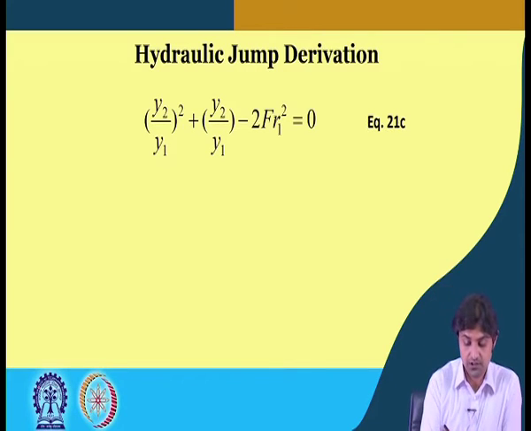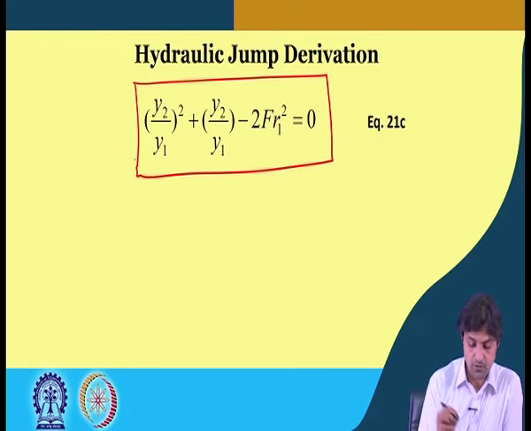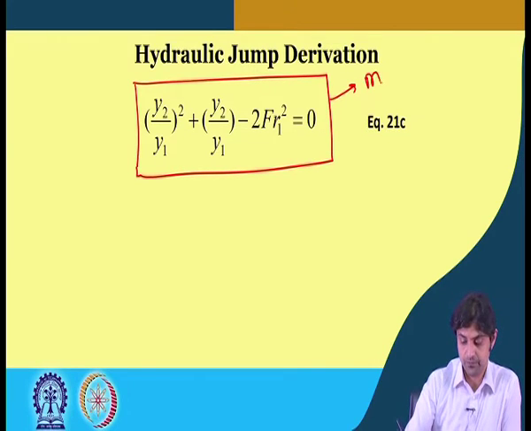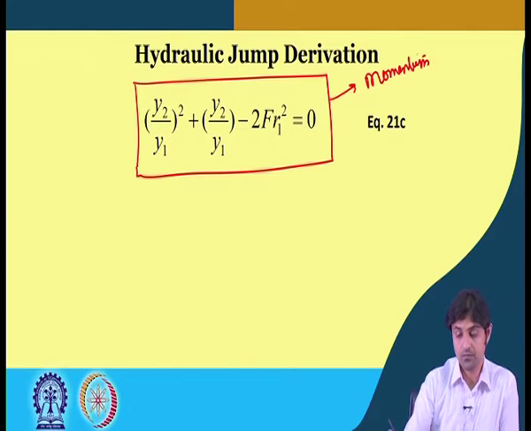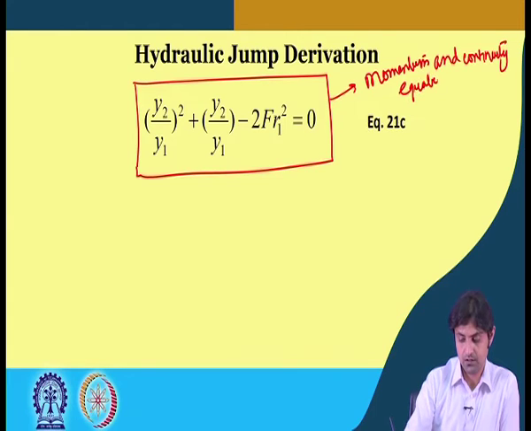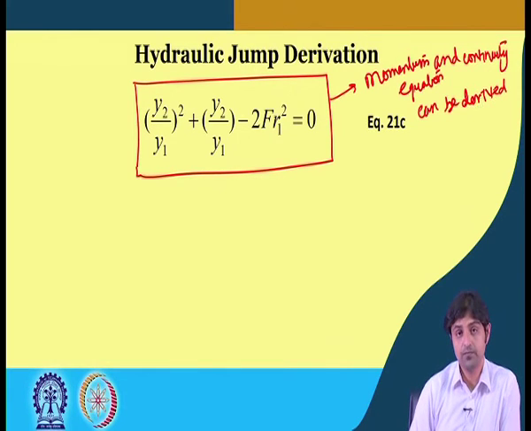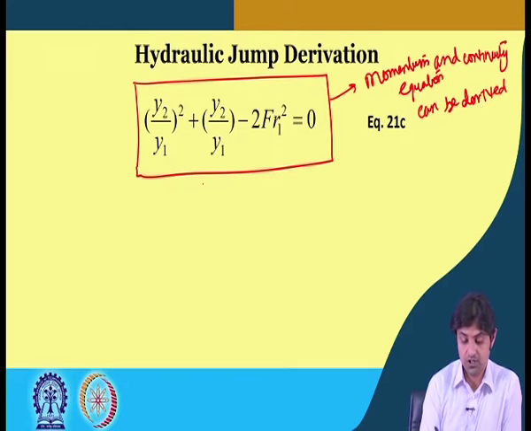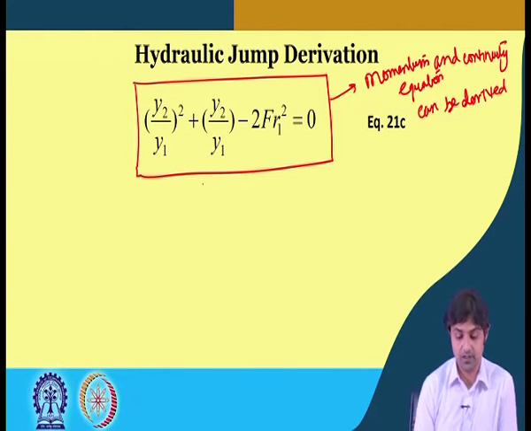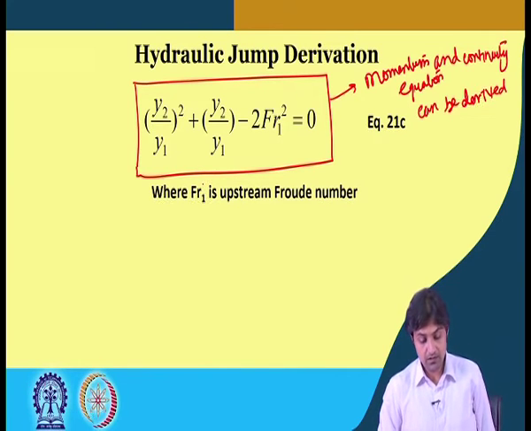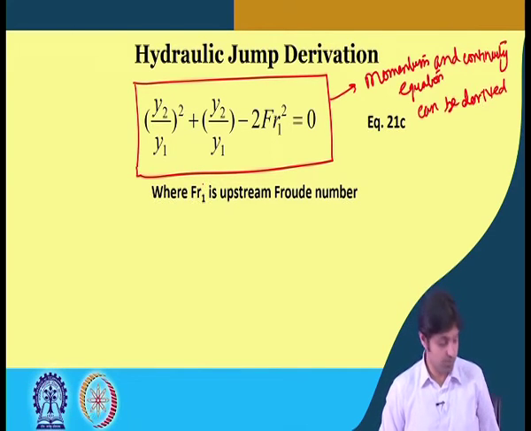Okay. So, this is a simple equation which, using only the momentum and continuity, can be derived. All right. So, now you see this is a quadratic equation in y2 by y1, and Fr1 here is the upstream Froude number.